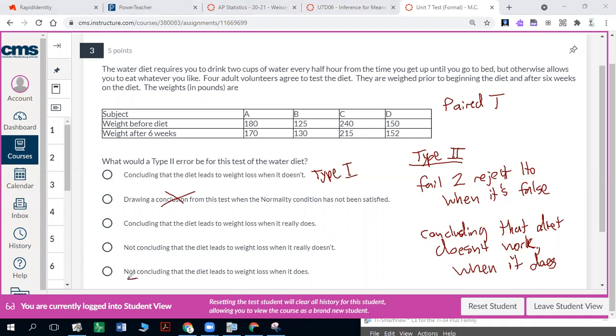And not concluding that the diet leads to weight loss when it does. That would be the best option. Concluding that the diet doesn't work would be not concluding the diet leads to weight loss. So that would be your type 2 error in this case. Not concluding the diet leads to weight loss, failing to reject when it does.